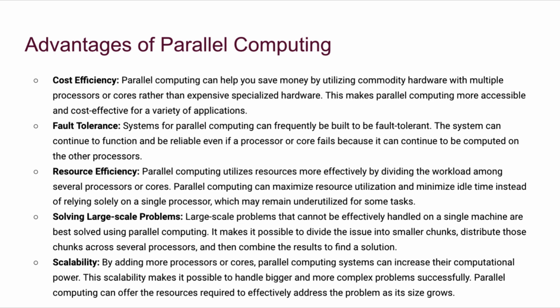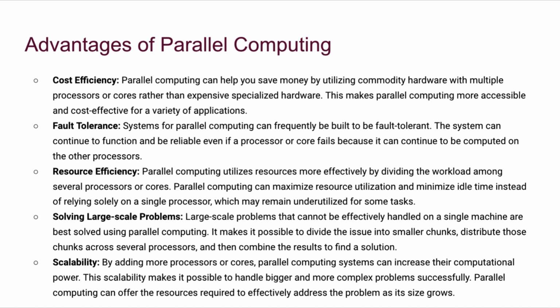Cost efficiency. Parallel computing can help you save money by utilizing commodity hardware with multiple processors or cores rather than expensive specialized hardware. This makes parallel computing more accessible and cost-effective for a variety of applications. Fault tolerance. Systems for parallel computing can frequently be built to be fault-tolerant. The system can continue to function and be reliable even if a processor or core fails because it can continue to be computed on the other processors.